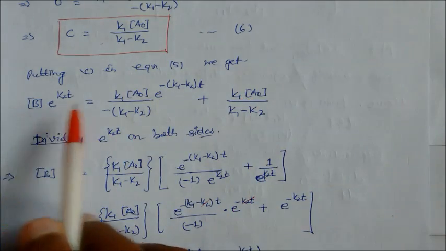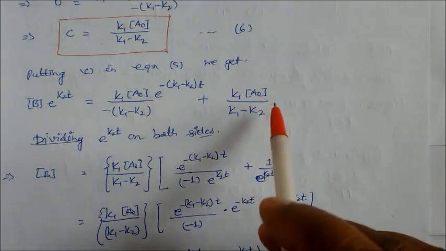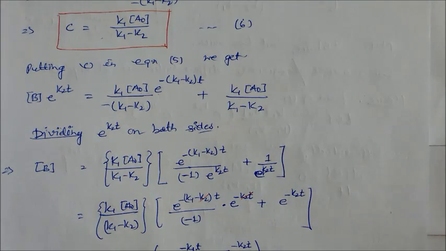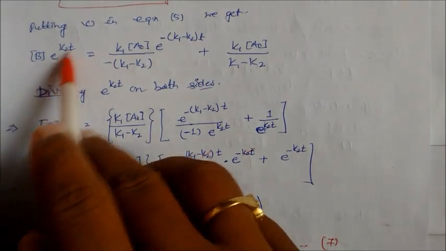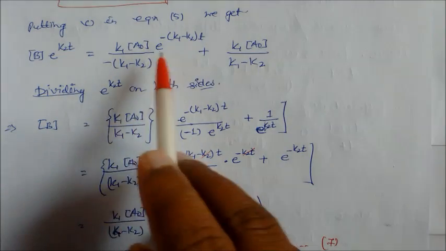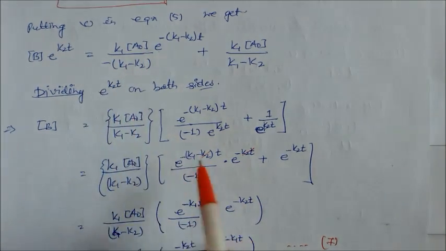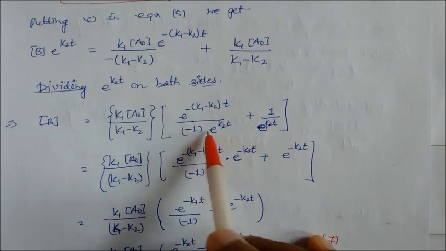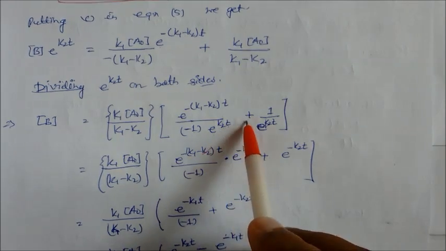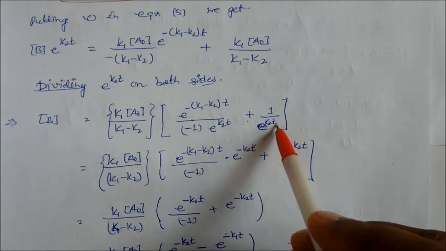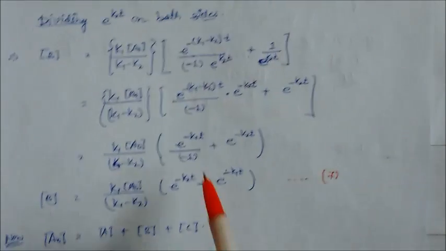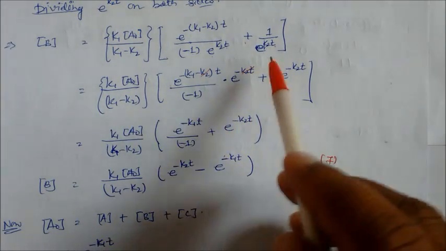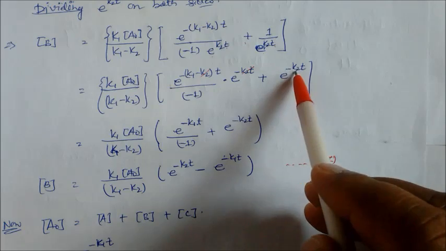Now we will divide the whole equation, we will divide the whole equation by e to the power K2t again. So on dividing, what we will get? So this is removed. So we take out this as a constant value. So this will be e to the power minus K1 minus K2 into t divided by minus 1 into e to the power K2t, plus 1 by e to the power K2 into t. So this again is taken as common. You can see the further value. So this can be written as e to the power minus K2 into t.